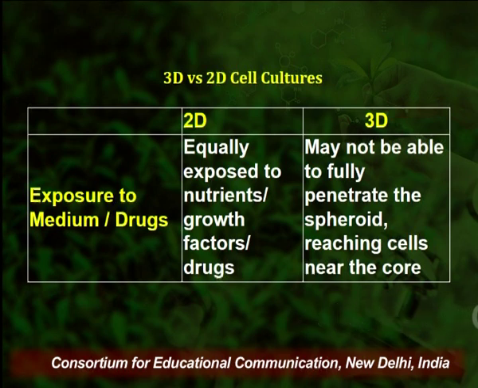Whereas in case of 3-dimensional cell cultures, they may not be able to fully penetrate the spheroid. It may happen that those nutrients or drugs may have an impact on the outer region cells, but they are not able to penetrate into the central core of that spheroid. So, we can say that the cells are not equally exposed to the drugs, to the nutrient media or to the growth factors, unlike 2-dimensional cell cultures.